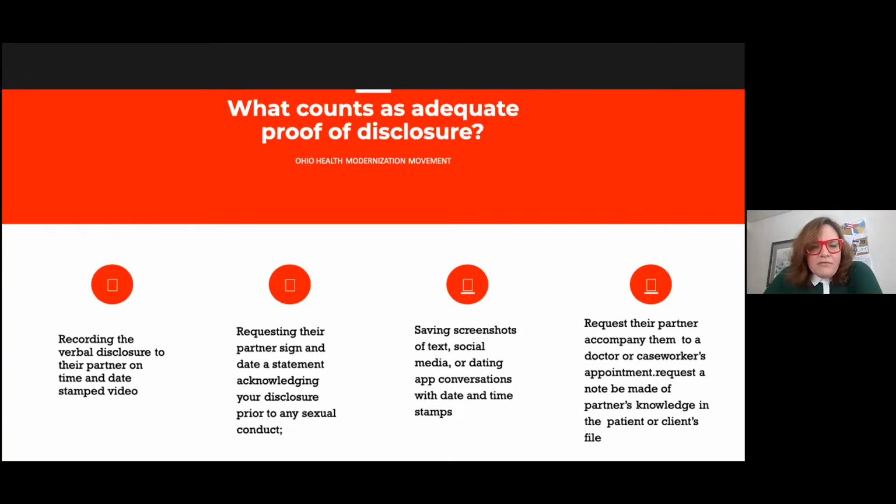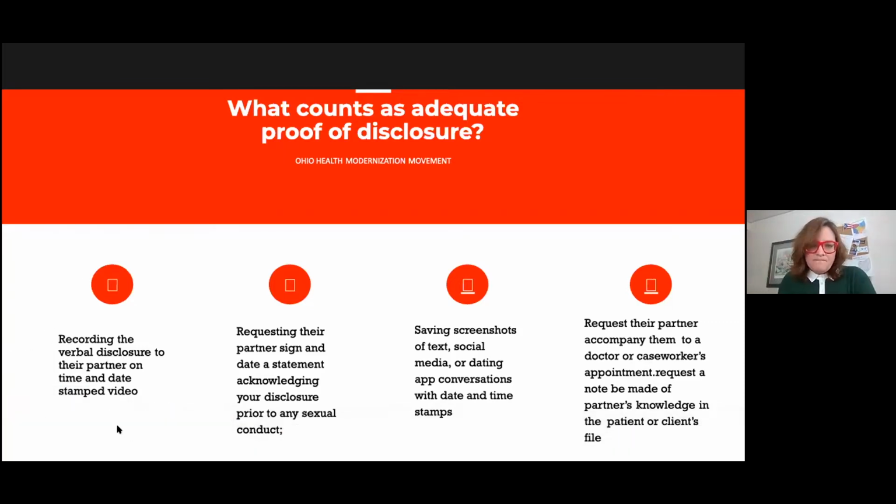And then the fourth recommendation is requesting your partner to accompany you to a doctor's appointment or an appointment with your caseworker, where all three of you are in the room and you discuss the positive status, and then having that third party potentially as a witness, again, should the person face prosecution under the law.